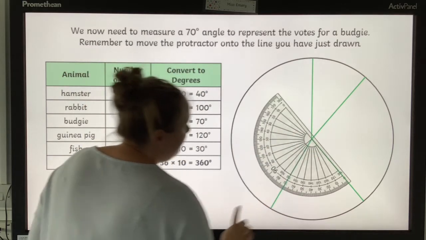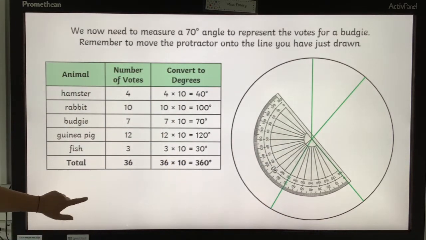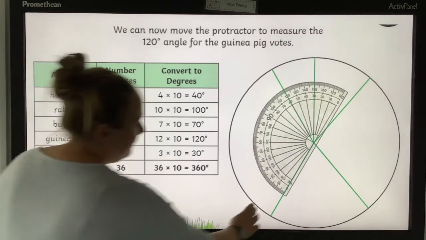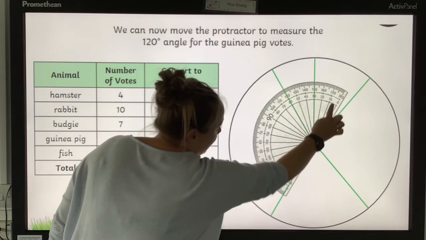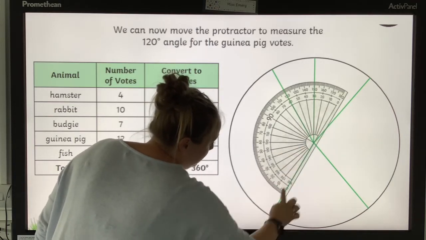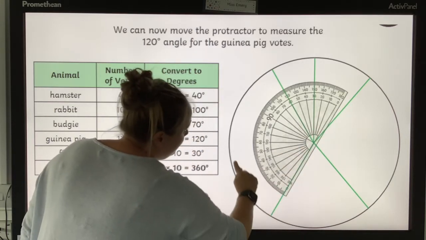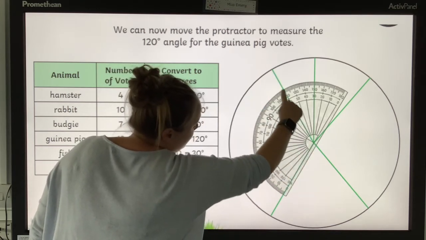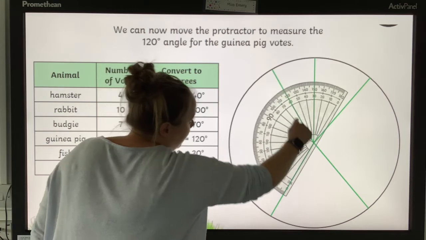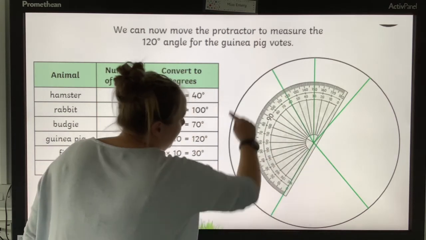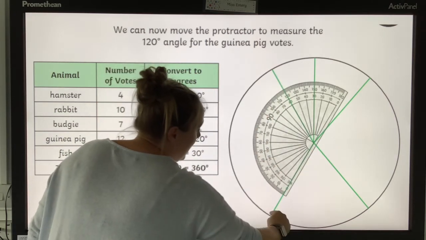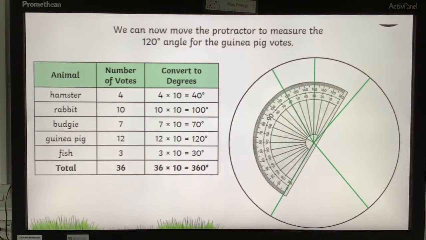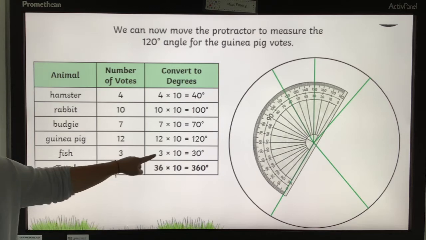And again, it comes to 70. 120. We move our protractor. So we are on our 0 line again, on our last line we drew. And then we measure 120 degrees around the outside until we get to here, because it says 120 there. We draw our new line, and this angle here represents 120 degrees.